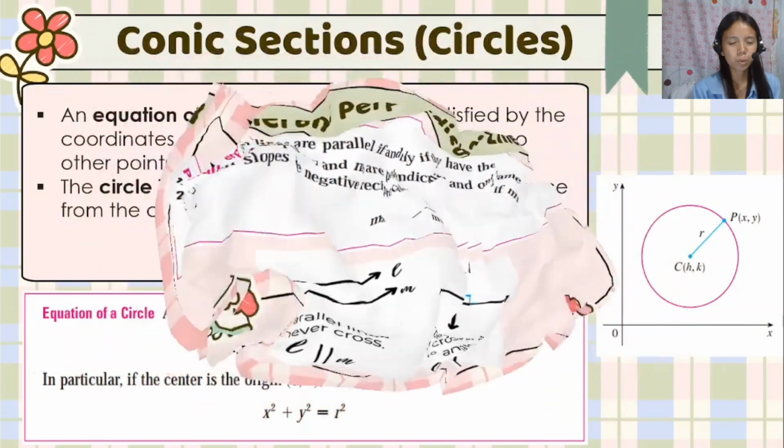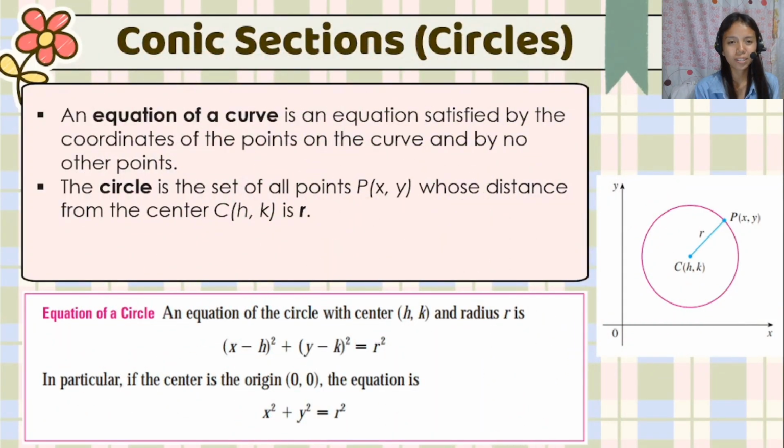Today, we will explore the fascinating world of the conic sections. So these are curves obtained by the intersection of a plane and a double napped cone. The main types we will cover are the hyperbolas, ellipses, parabolas, and circles. So let's talk about the circle.